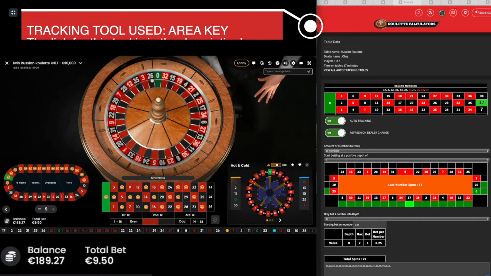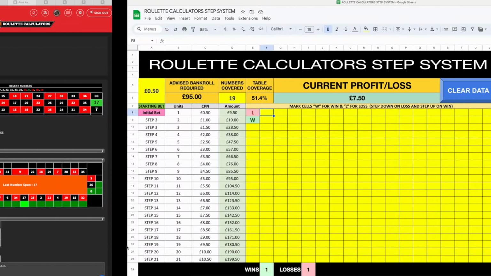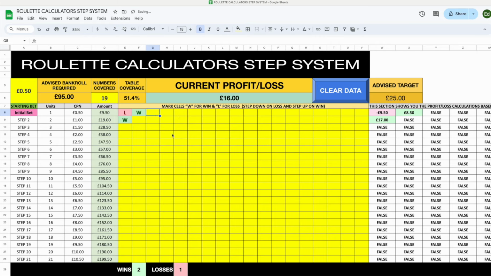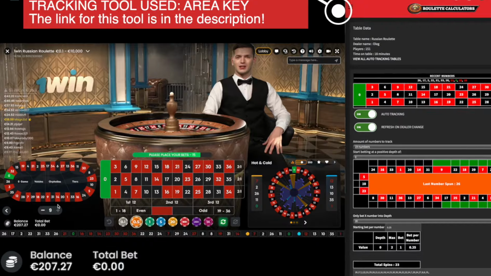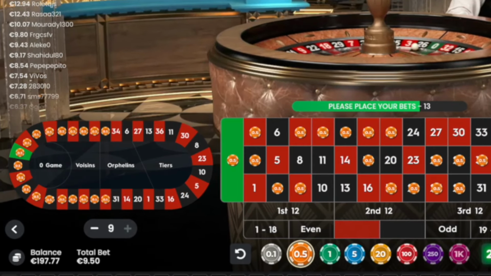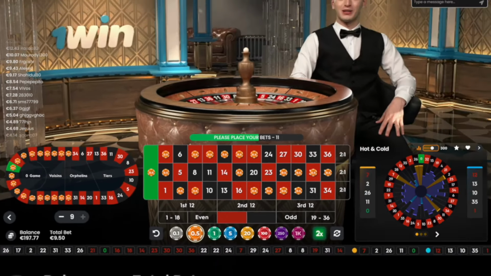Where's that going? Yeah, number 26. Yeah, we got that one. That's okay. Just got that one. So that's a win there. So we're at 16 profit. So I'm going to go straight back on number 26, and we're just doing 50 cents per number again.